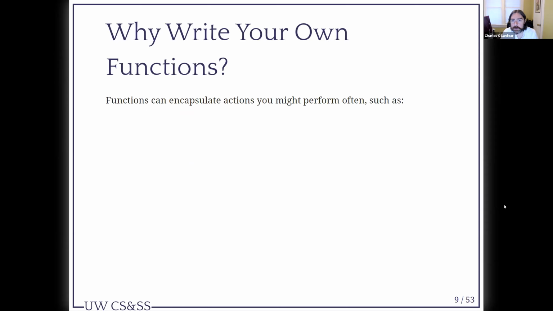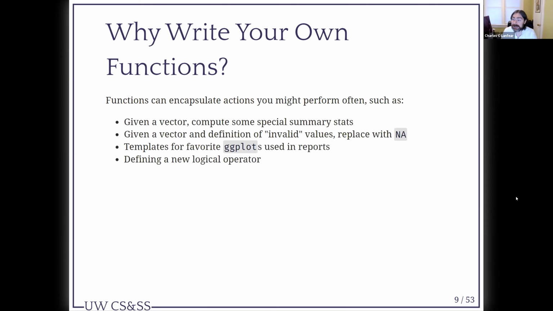Okay, so why would you want to write your own functions when there's so many functions out there? Okay, well, functions can encapsulate actions for you. They can do things you might want to do many times. Here's some examples of things you might want to do repeatedly, or at least sort of consistently. You might want to do something like, given a particular vector, compute some special summary stats on it. Maybe you have a set of summary stats you always like to see for your numeric variables, and they aren't the summary stats put out by default by the summary function. You might write a function to do that.